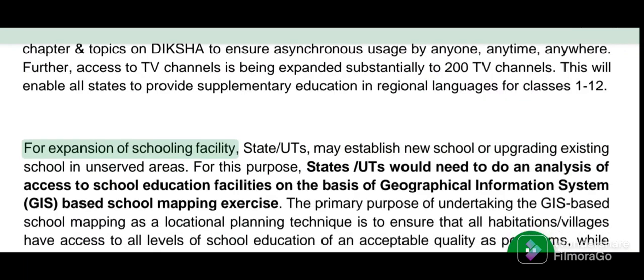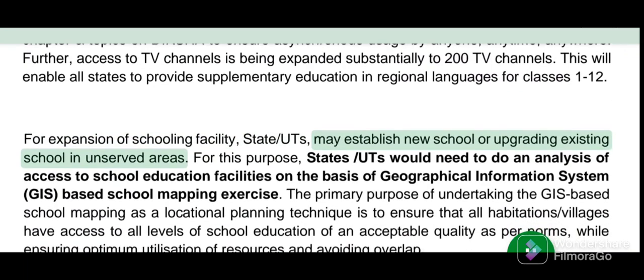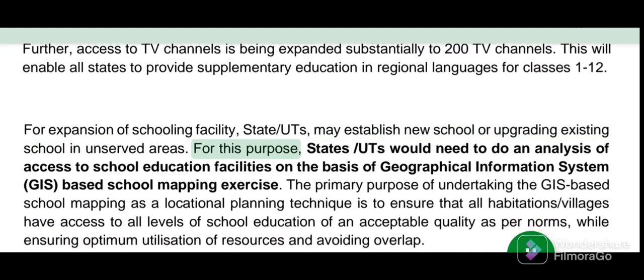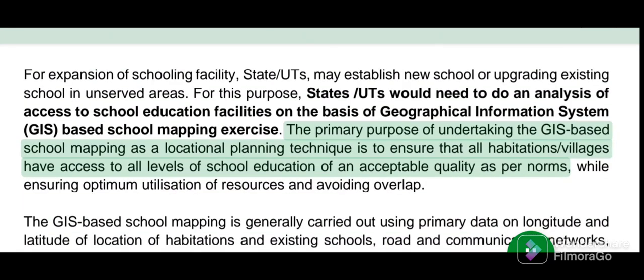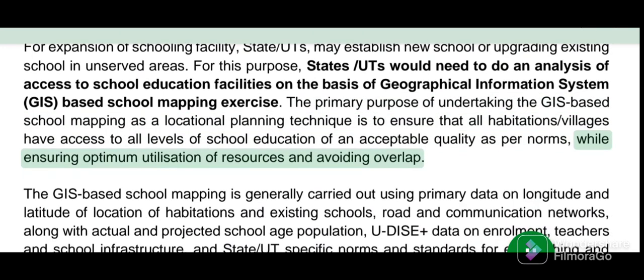For expansion of schooling facility, state UTs may establish new school or upgrading existing school in unserved areas. For this purpose, states UTs would need to do an analysis of access to school education facilities on the basis of Geographical Information System (GIS)-based school mapping exercise. The primary purpose of undertaking the GIS-based school mapping as a locational planning technique is to ensure that all habitations, villages have access to all levels of school education of an acceptable quality as per norms, while ensuring optimum utilization of resources and avoiding overlap.